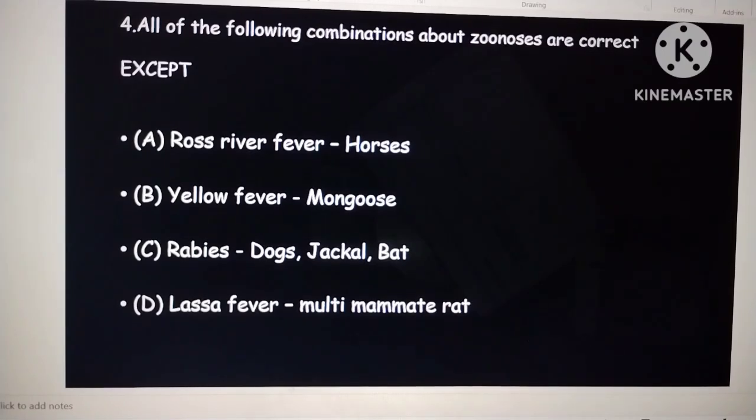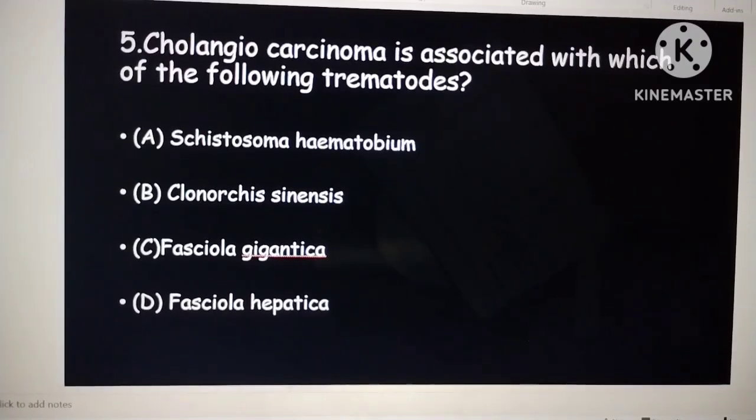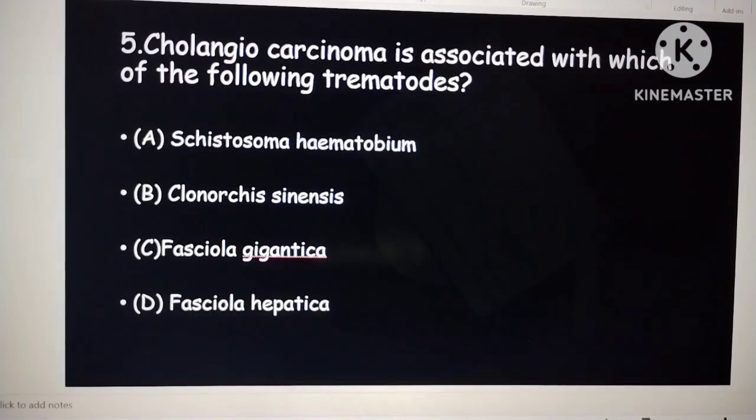Coming to the next question: cholangiocarcinoma is associated with which of the following trematodes? They have given Schistosoma haematobium, Clonorchis sinensis, Fasciola gigantica and Fasciola hepatica. Here the answer is Clonorchis sinensis. It is usually associated with cholangiocarcinoma.